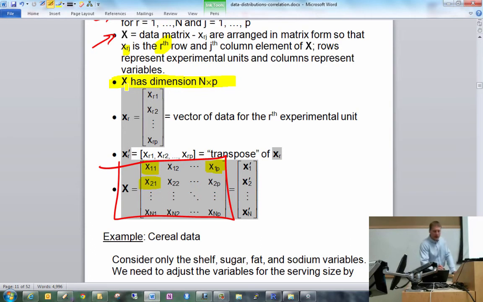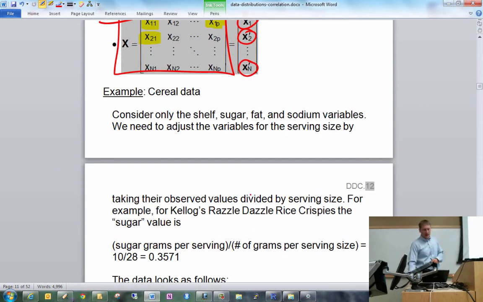If we want to, we could just pull out one particular observation of interest. Let's call it x sub r and represent our data in a vector. So this is a p by 1 vector. If we take the transpose of it, notice how I could then represent the transposes as each of the individual rows of our data matrix. So that's the setup. That's the notation that we use behind this.